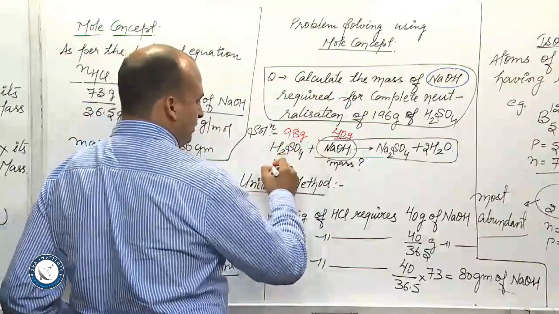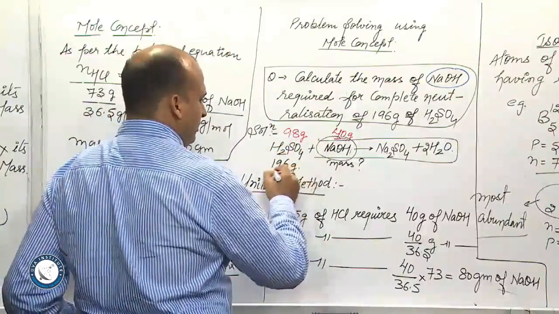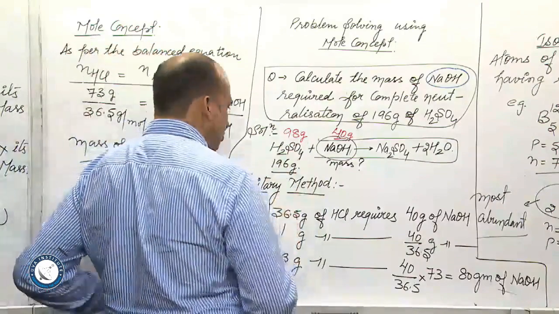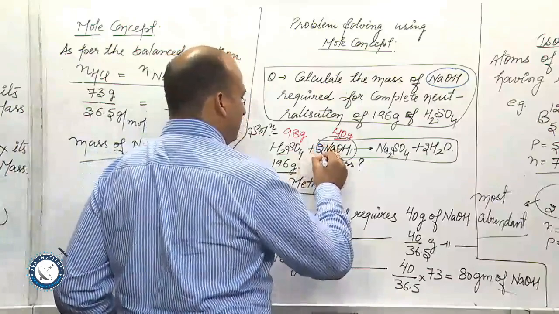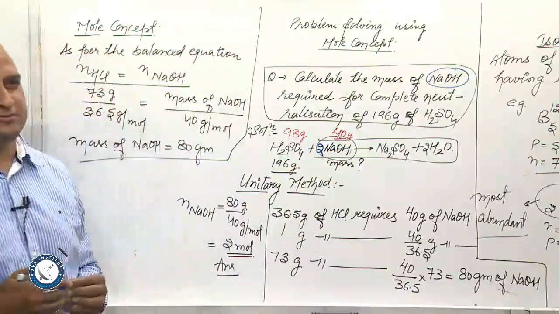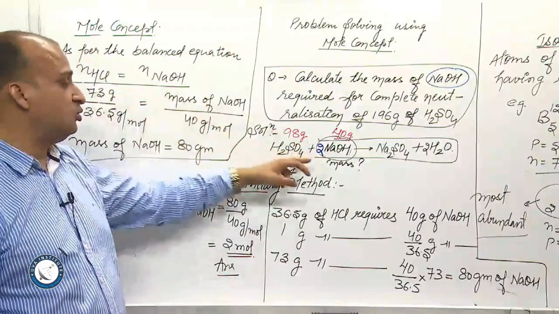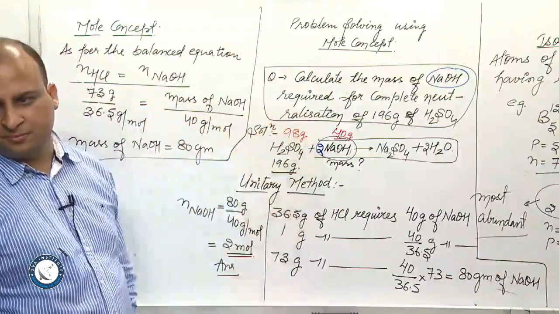The given mass is 196 gram. Now see over here, beta, when you are balancing the equation, you have to put 2 over here. Then the equation will be balanced. So that is why there is a difference between this question and the previous one.